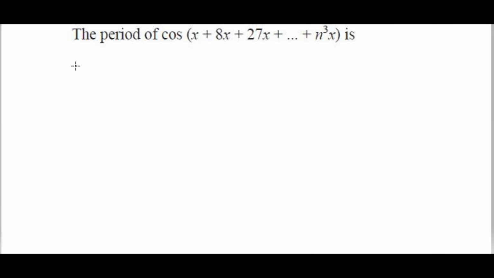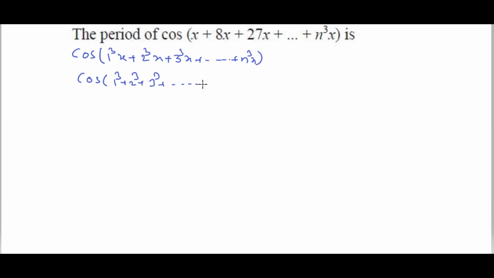The period of cos of x plus 8x plus 27x plus up to n cube x is dash. Here it is given cos of x is written as 1 cube into x, plus 8x is written as 2 cube into x, plus 27 is written as 3 cube into x, plus up to n cube x. Take x common, that is cos of (1 cube plus 2 cube plus 3 cube plus up to n cube) into x. Here the cos x period is equal to 2 pi.